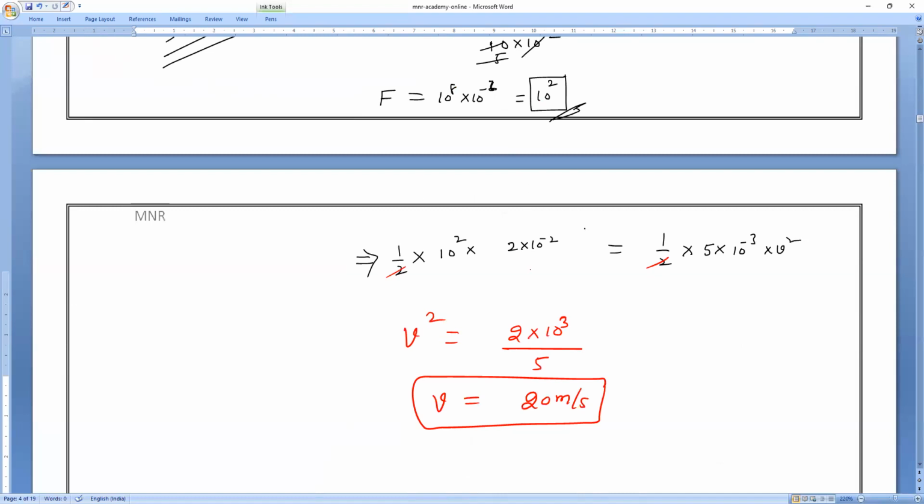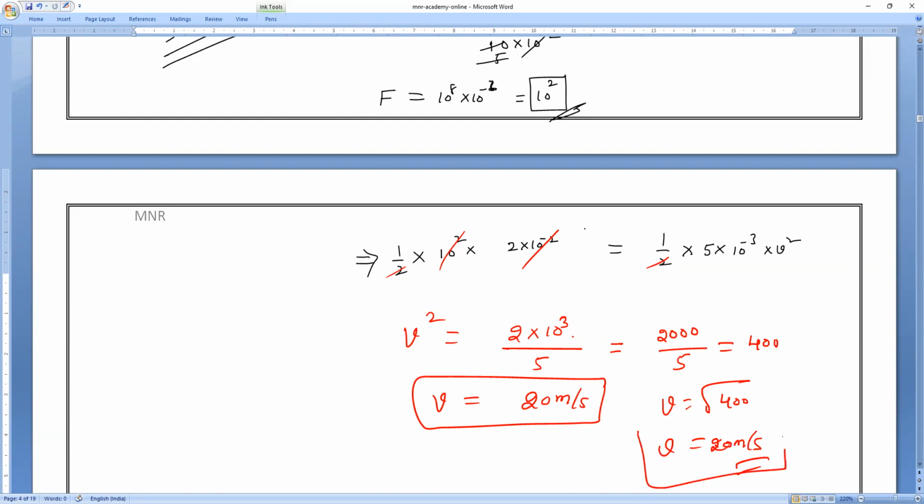So now what is there? You can see 10 power 2 and 10 power minus 2 get cancelled. Directly we have 5 into 10 power 3, v square. So 10 power minus 3 will come to this side as 10 power 3, 5 will come to this side as division, and 2 is here. So 2 into 10 power 3 divided by 5. 2 into 10 power 3 means 1000, so 2000 divided by 5, which is equal to 400. So v is equal to root over 400, which is 20 meter per second.